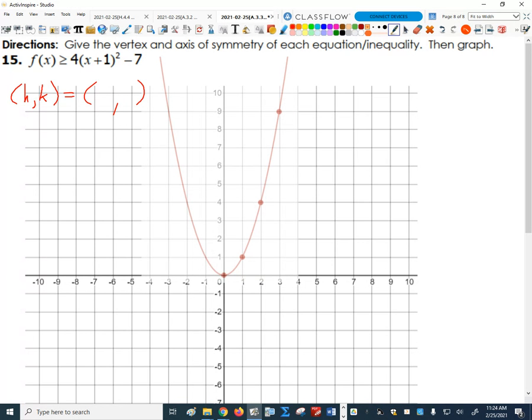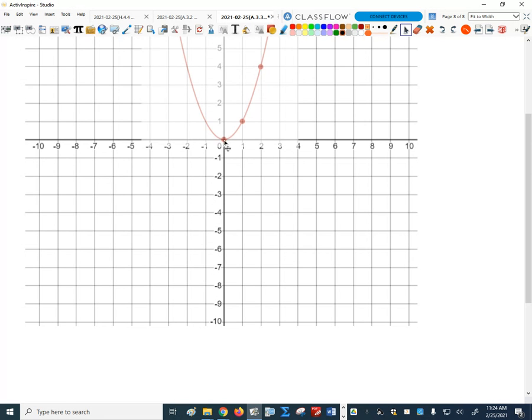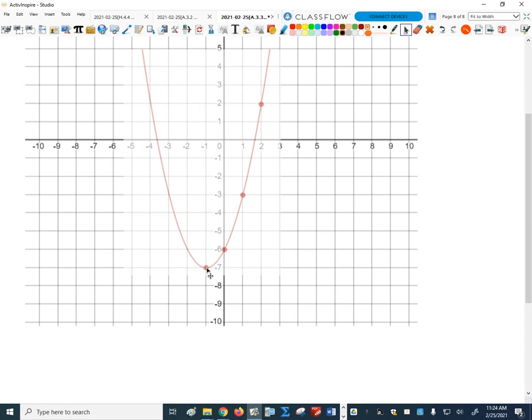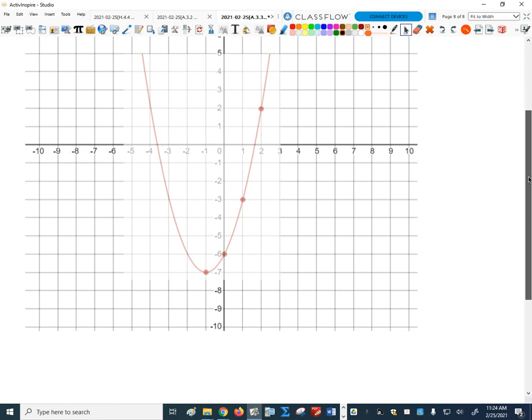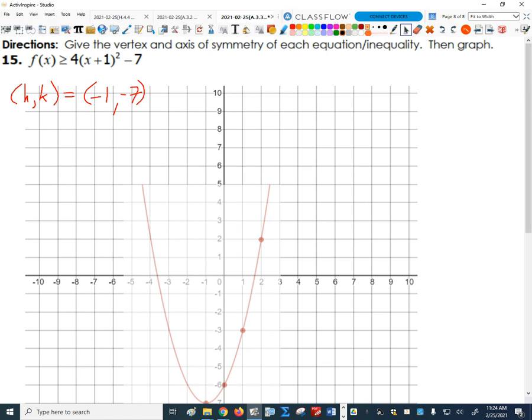Values of h and k. Everybody, type that in. It's our last example. I'll let you work. Okay, good. -1, -7. I like it. So we know then that our vertex is going to get dragged over to the point -1, -7. So right there.